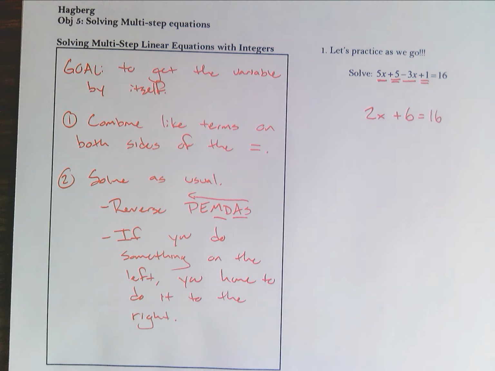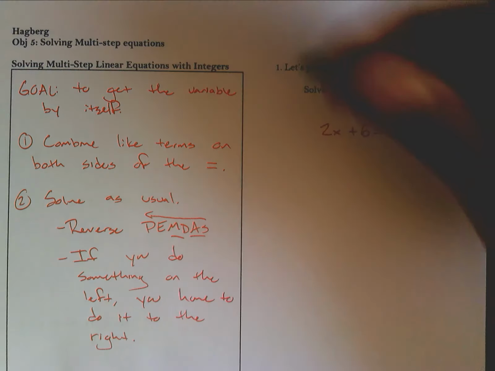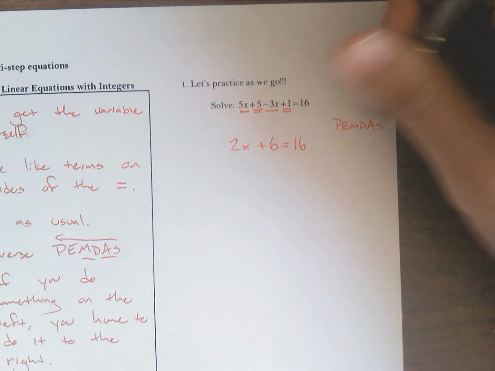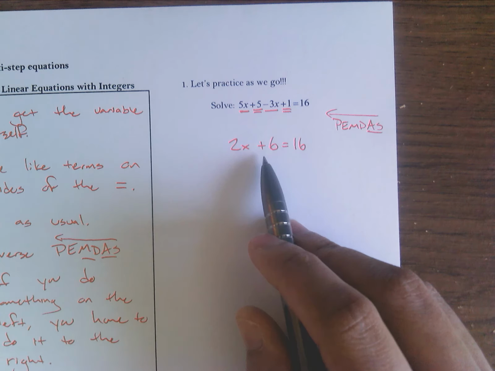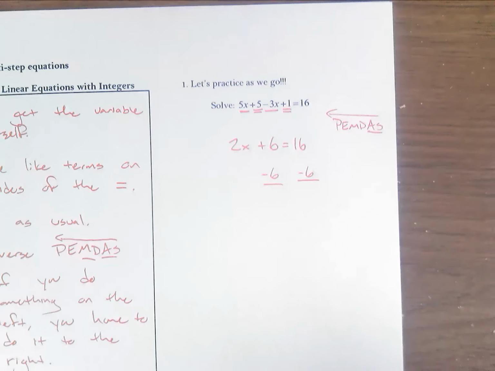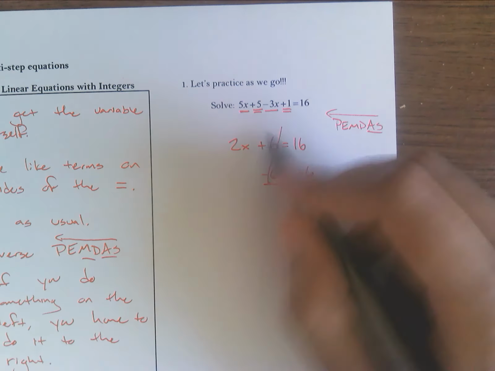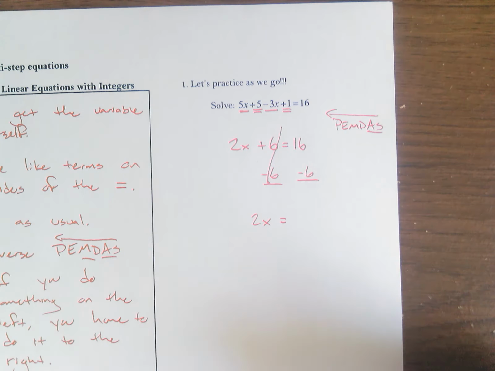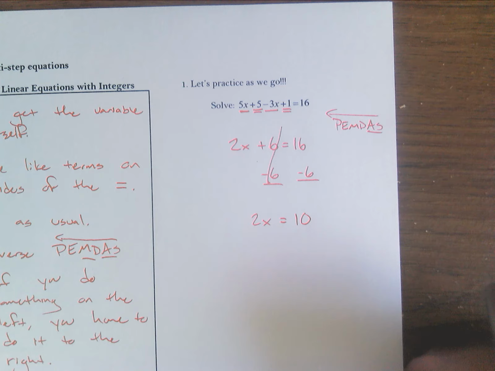Okay, so let's solve this as usual. Here we have 2x plus 6. Again, reverse PEMDAS. I'm going to write that up here for reference. So we start with addition and subtraction. I see addition here, so we have to do the opposite of that, minus 6. We're going to do that to both sides. The plus 6 and minus 6 cancel, and all that's left over here is the 2x. Bring down the equal sign. 16 minus 6 is 10. All right, so we have 2x equals 10.